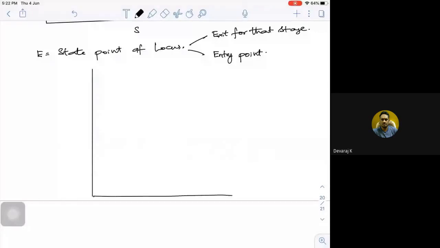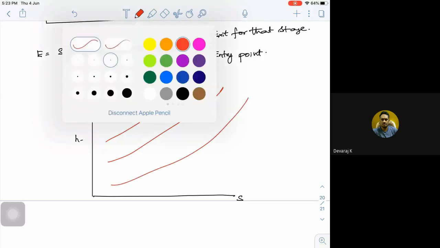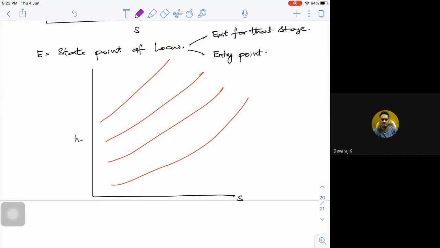Same HS diagram. Okay, let's draw it for a three-stage. These are my curves which are diverging. Now, if I try to expand it, a single expansion means... So this is my P1, P2, P3, P4. Okay, single expansion. If I call this 1, 2, 3, and maybe this 4.